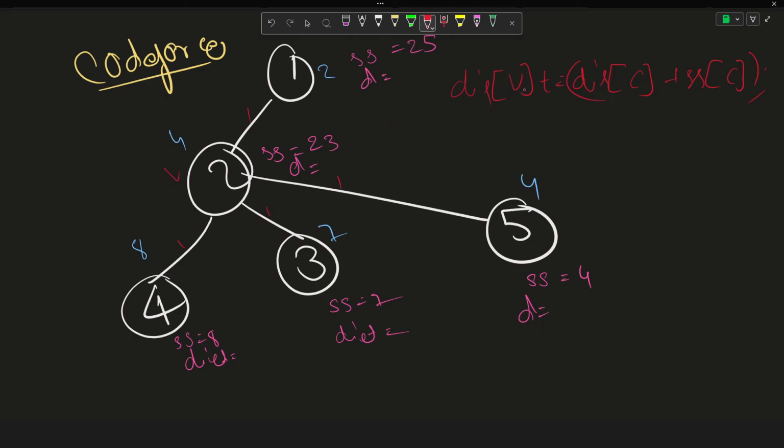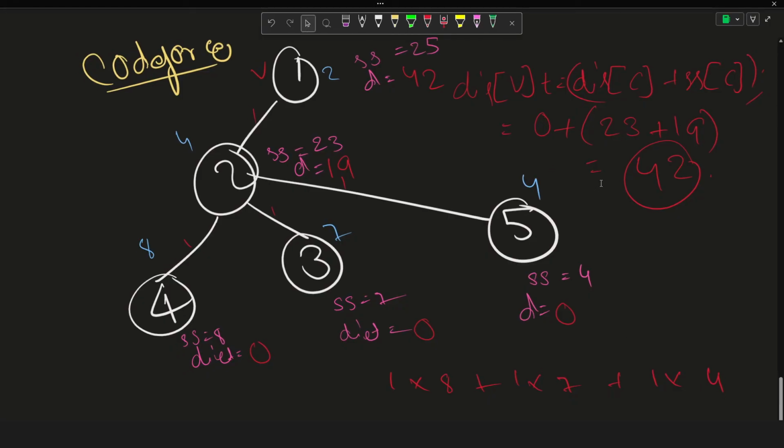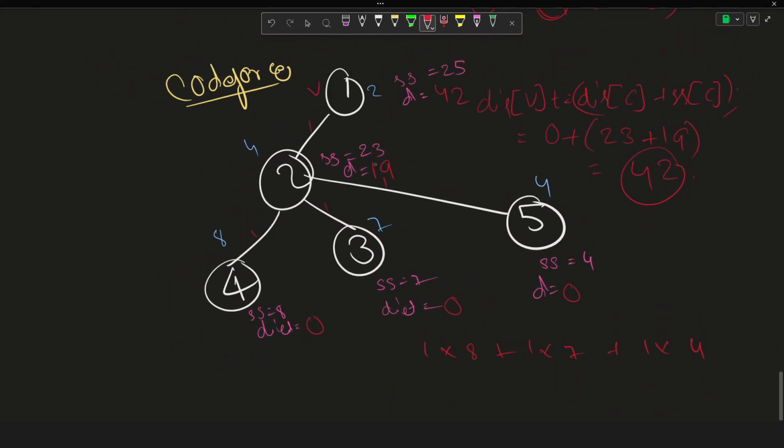So in order to calculate the distance for this 2, I have to add the distance of this child and the subtree sum of the child instead of subtree size as we did before, right? So now let's see how this formula is actually working. When we considered this 2 as the V, we calculated the distances like this: 1 into 8 plus 1 into 7 and then 1 into 4, right? And then when we were calculating it for 1, when V is 1, it was like 1 into 4 plus 2 into 8 plus 2 into 7 and then 2 into 4, right?